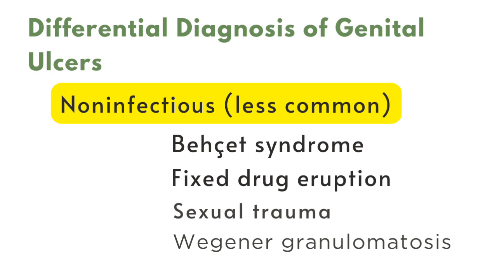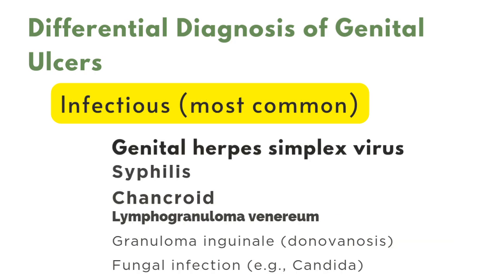Now let's focus on some of the important and most common causes of genital ulcer. These are the infectious causes of genital ulcer. So infectious causes are more common and include a range of sexually transmitted infections. Let's explore some of the primary culprits. First, genital herpes, syphilis, lymphogranuloma venereum, granuloma inguinale. All of these are different infectious causes of genital ulcers. Some of them are caused by bacteria, some by viruses, but other than this, some fungal and other microorganisms can also cause genital ulcers.